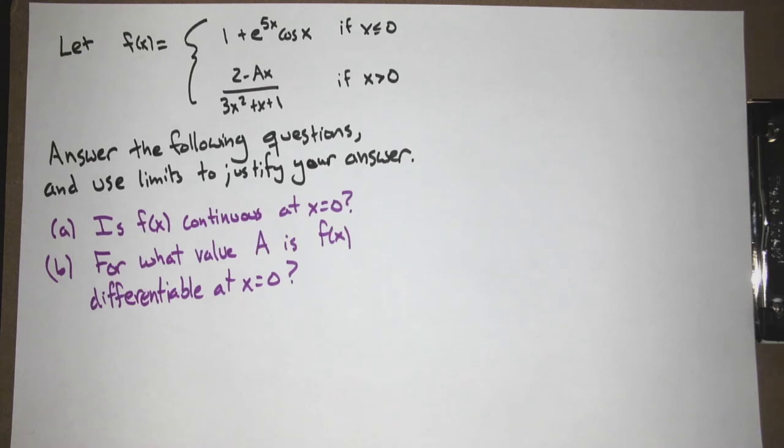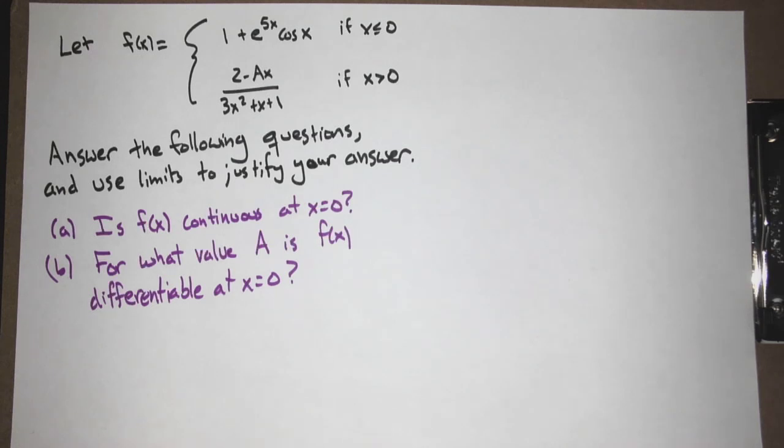Now, looking ahead, question B asks, for what value is f of x differentiable at x equals 0? So we already know the answer to question A, because it's trying to make it differentiable. If it's differentiable, what must be true? It's got to be continuous. You cannot be differentiable if you're not continuous. So we could say the answer for A is must be true, otherwise B is a silly question, but we probably want to get full points for that. Okay, so let's assume that that's not what they want. So how do you know if something is continuous?